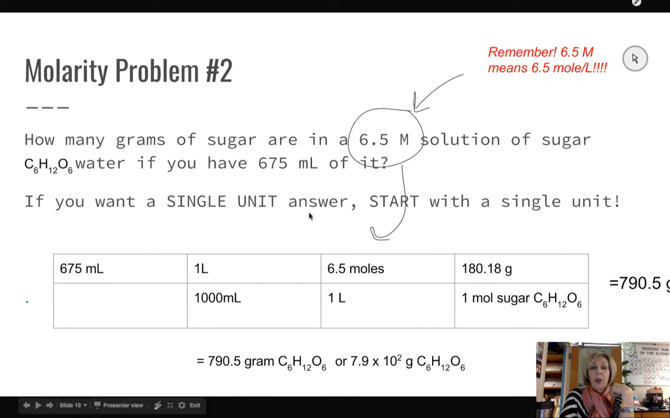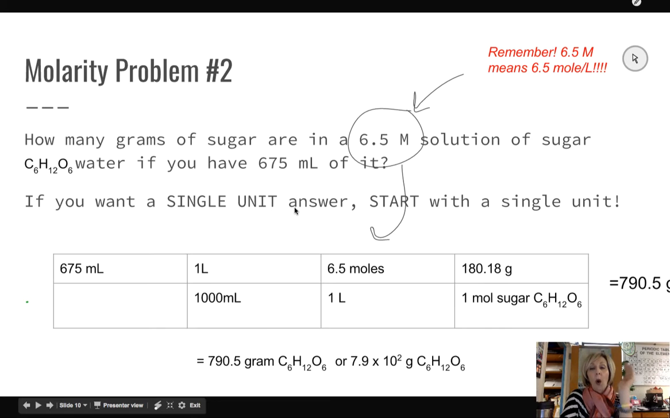So problem number 2, how many grams of sugar are in a 6.5 molar solution of sugar, C6H12O6, we're using glucose as our sugar formula, if you have 675 milliliters of it. So the first thing I tell my students is, remember when you see that capital M, that is moles per liter. Go ahead and write it down. 6.5 moles per liter is the same thing as 6.5 capital M. That is a double unit. That will help you remember that is a double unit. And then the problem also says I have 675 milliliters of it.